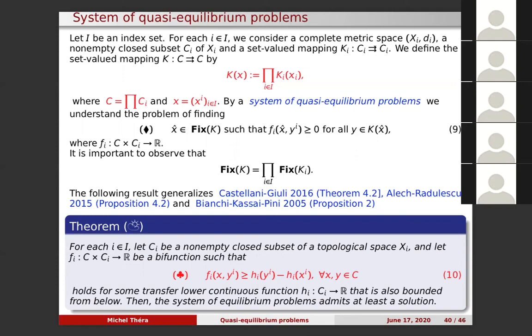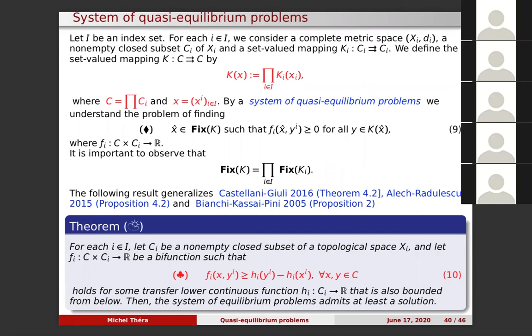By a system of quasi-equilibrium problems, we understand the problem of finding x hat in the fixed points of K, such that Fi of x hat and yi is positive for every y in K of x hat. We can observe that the set of fixed points of K is a product of the fixed points of Ki. And I will give now a new result, which extends some of the results in the literature: Castellani-Giuli, 2016, Alleche and Radulescu, 2015, Bianchi, Kassay, Pini, 2005.